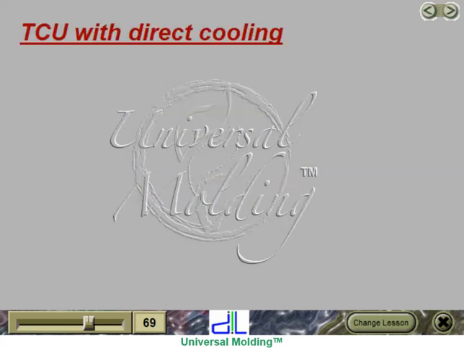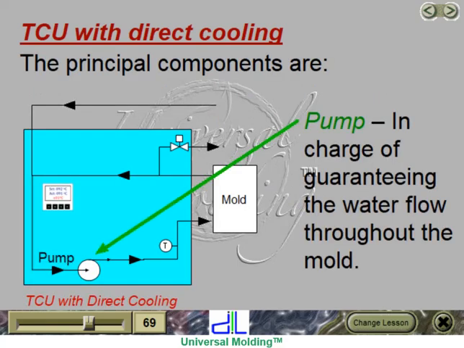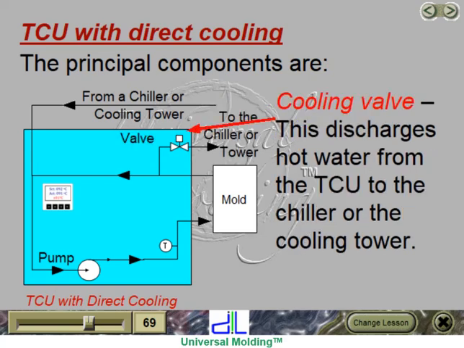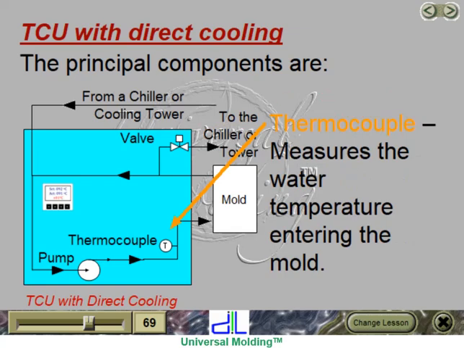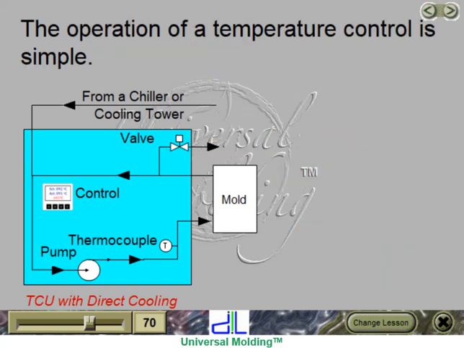TCU with direct cooling. The principal components are: Pump, in charge of guaranteeing the water flow throughout the mold. Cold water intake, allows cold water from the chiller or cooling tower to enter the TCU. Cooling valve, this discharges hot water from the TCU to the chiller or the cooling tower. Thermocouple, measures the water temperature entering the mold. Control, this is the brain of the TCU and controls parameters such as the temperature of the water going to the mold.